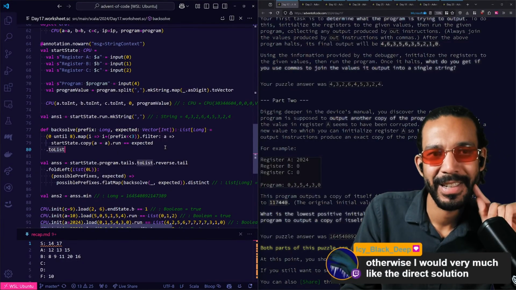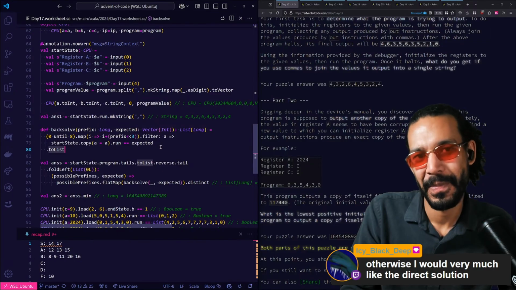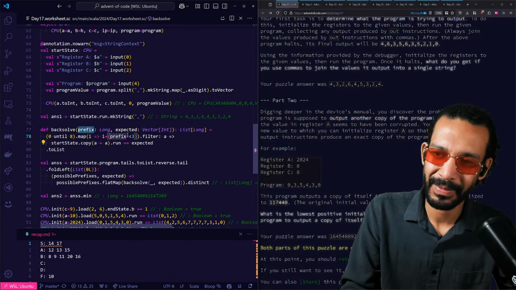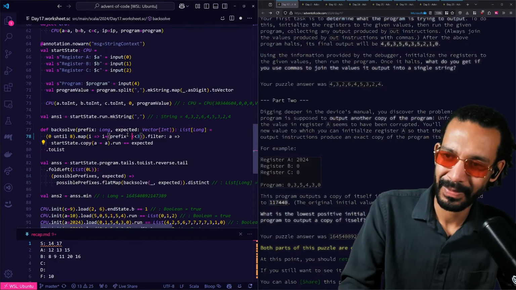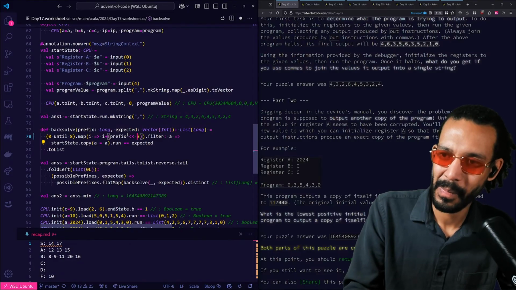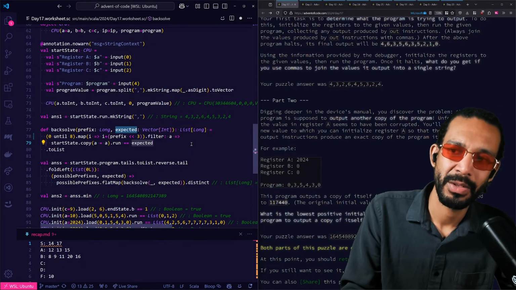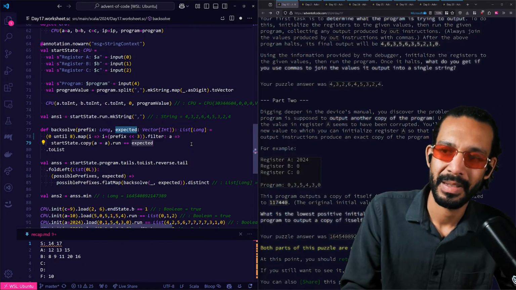You're still mad about the C register? Why do you say that? Oh, because you could just directly compute. Right, you could just directly compute.